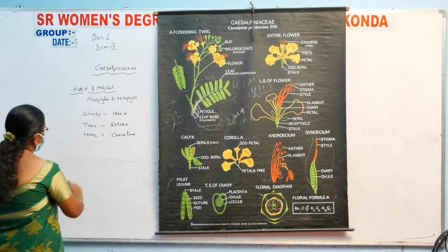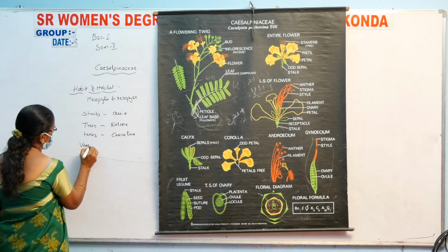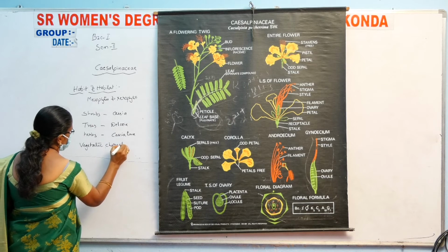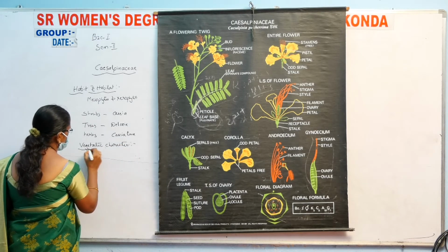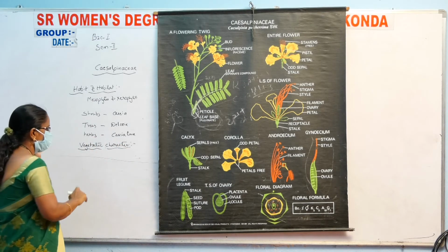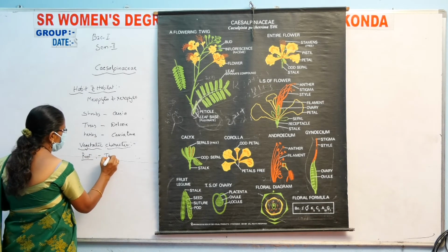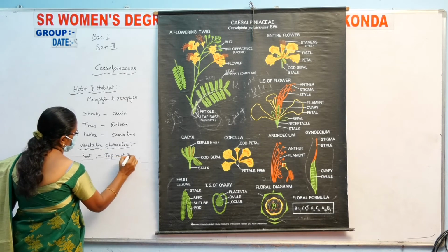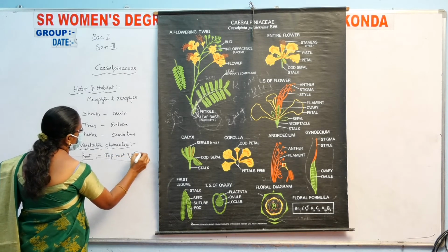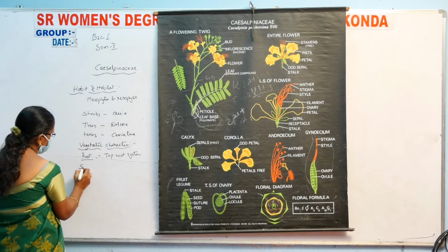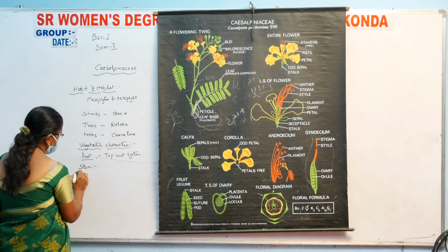And next one is the vegetative characters of the Caesalpinaceae family. First side heading is root. The root is a taproot system and branched. Next side heading is stem.